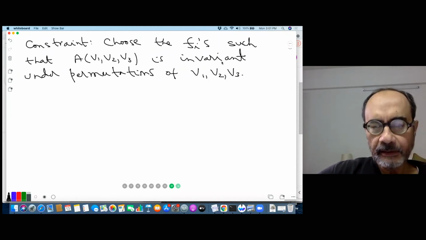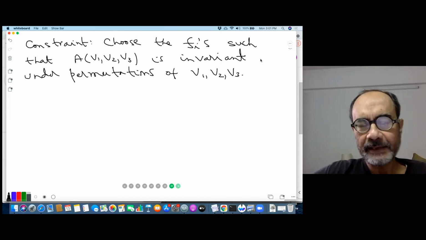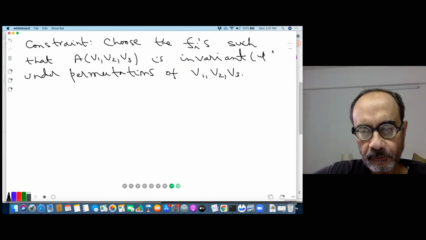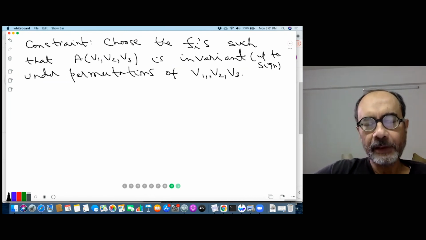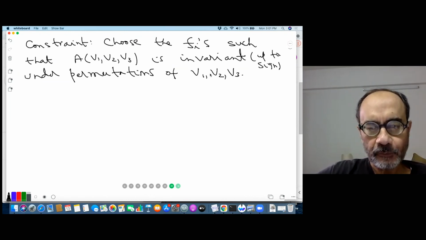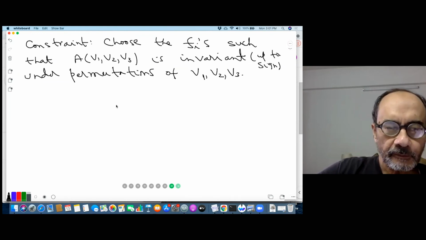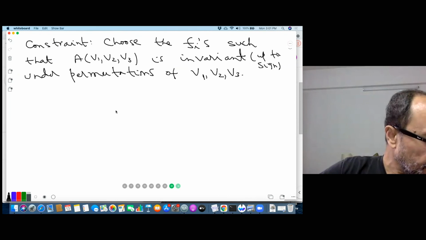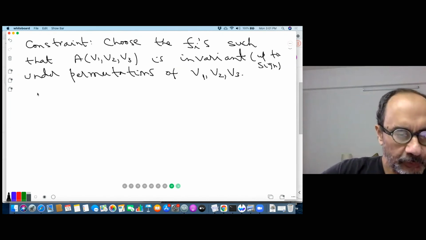Okay. Whereas invariant, it's invariant up to sign, because if, for example, V1 and V2 are Grassmann odd, which can happen if they carry the appropriate ghost number, then it should be antisymmetric under the exchange of V1 and V2, right? So invariant is up to that sense. Now there are two ways to implement this, or two extreme ways, which I'll discuss.